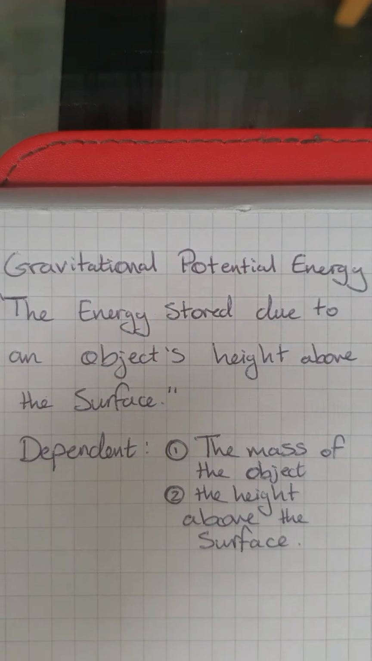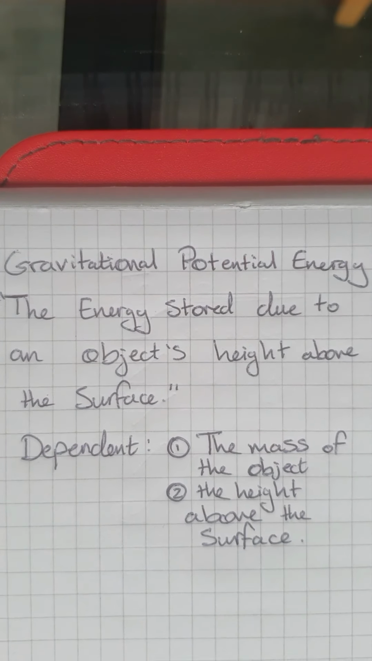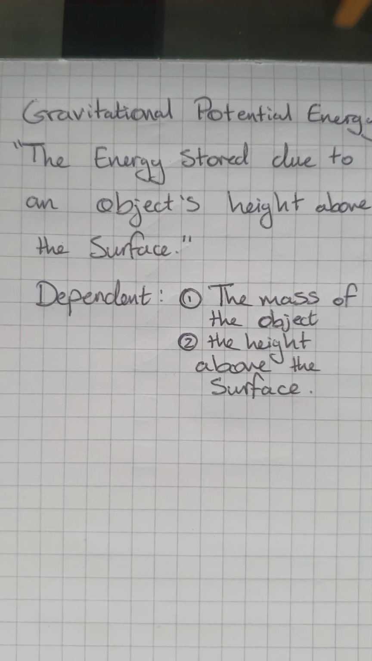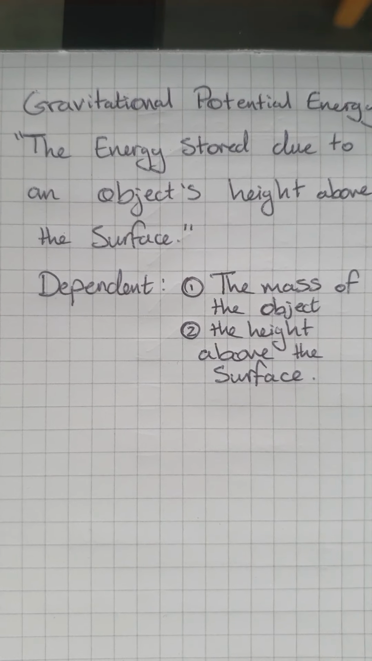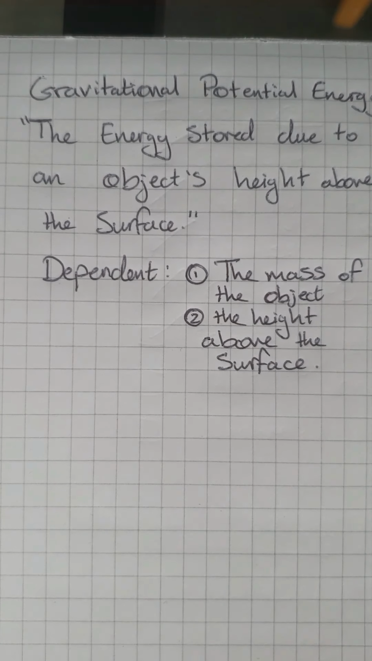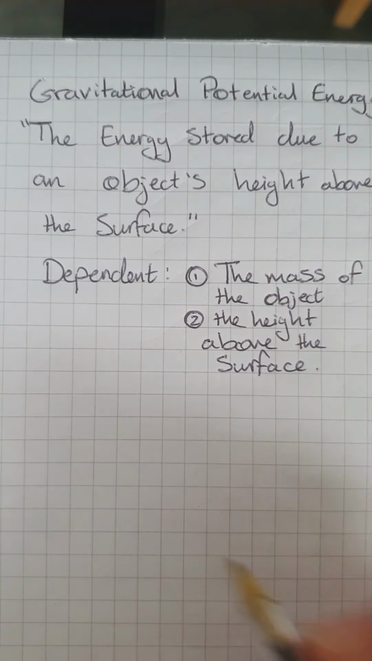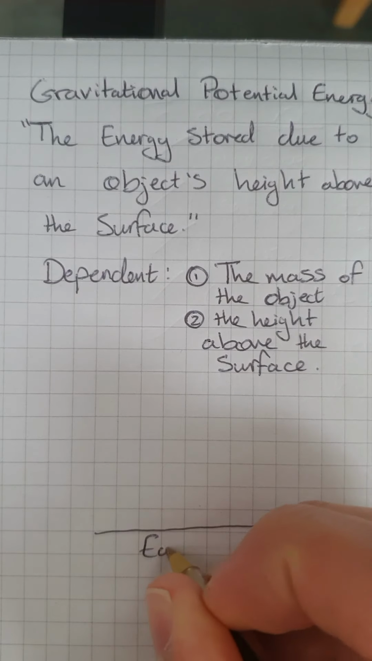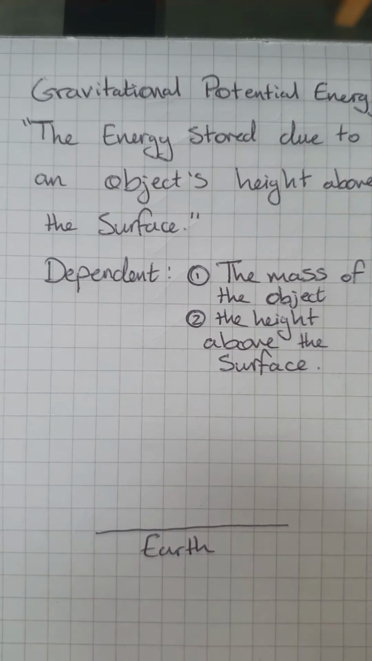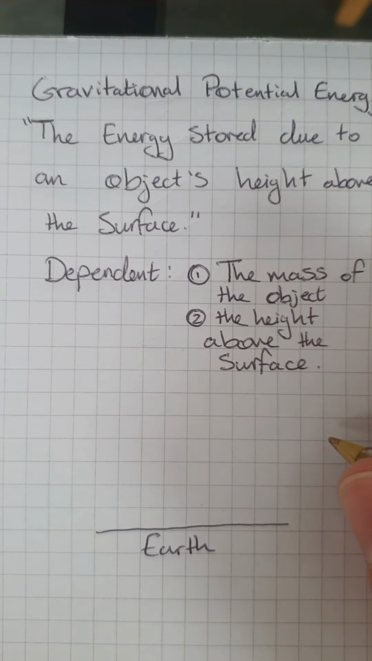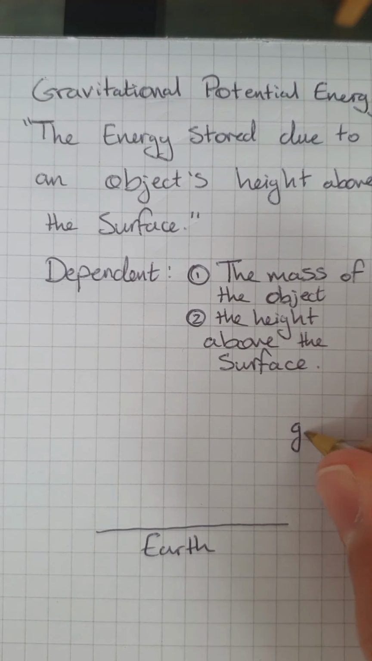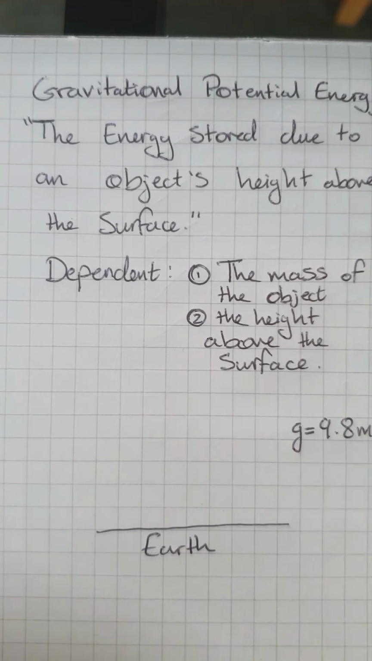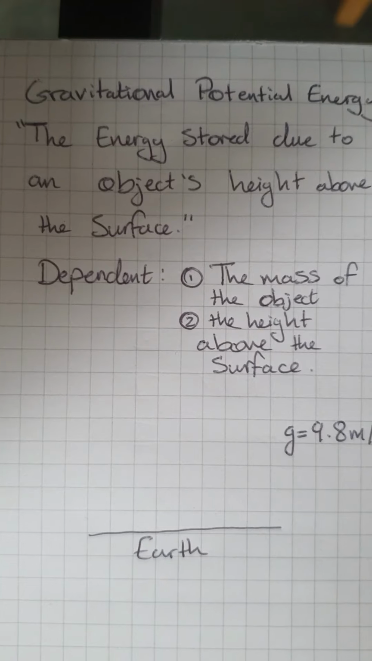Okay, we're going to look at a couple of quick little examples of this. The first one we're going to look at is a quick comparison of two objects that have a different mass but are at the same height. So this is our surface, which is going to be the Earth, and on Earth the gravitational field strength is 9.8 meters per second. So we're just going to put g is equal to 9.8 meters per second squared. And so there's a tiny little 2 above the s.